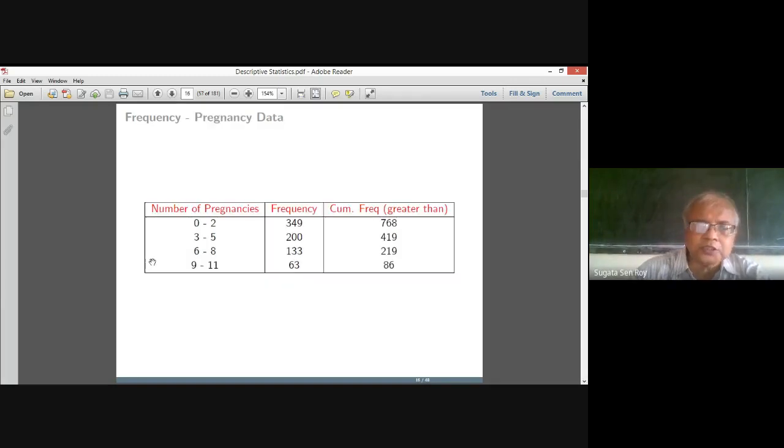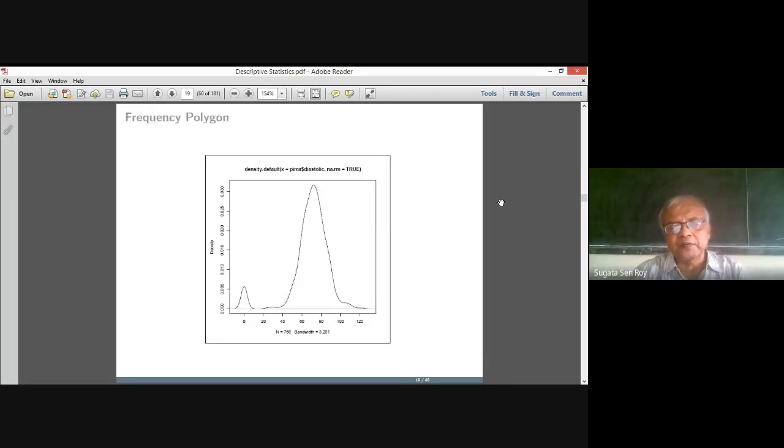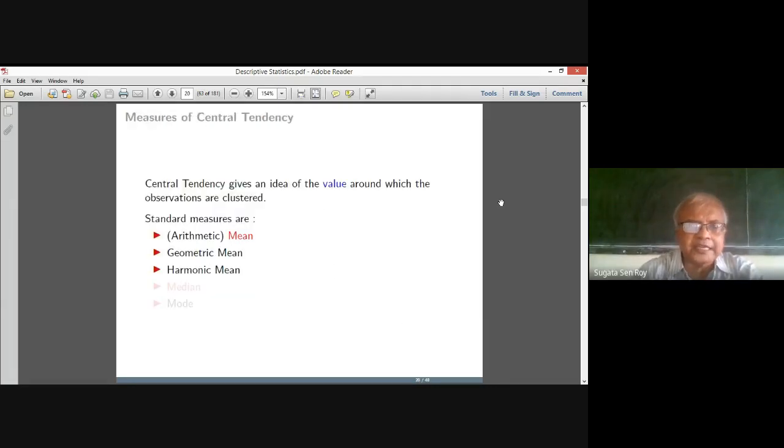If you go back to the previous one, you see that the maximum frequency is at 1, so we say the mode is 1. That is the maximum number of mothers. Actually, the number of pregnancies is 1 for the maximum females. So these are referred to as a mode, but mode is not very well used because it gives a very good idea, but not a very comprehensive idea for the data. So what we generally look at is either the mean or the median.